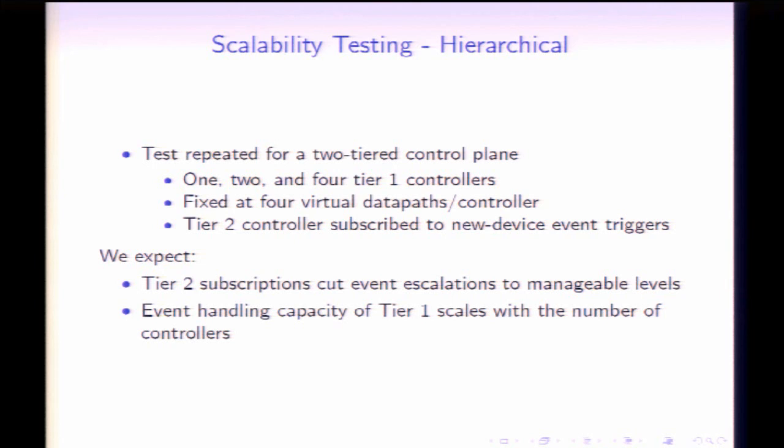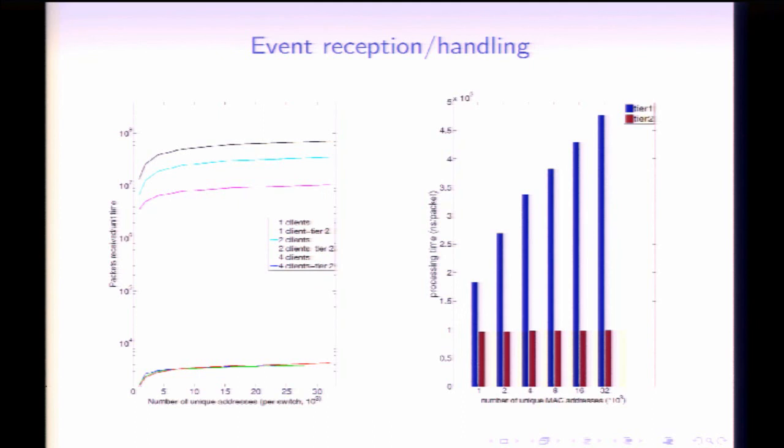And for tier 2, it's a server that just requests new device event triggers, so any packet-in that's associated with a newly seen MAC address. So what's expected here is that because tier 2 is requesting only a subset of the events that are being pushed into the data plane, it's buffered from the breadth of the packet-ins that are generated. And event handling capacity at tier 1 just corresponds to the number of controllers that are there. So even though we sacrifice processing times, we might actually be able to handle more packets. And you see that it's true in this case.